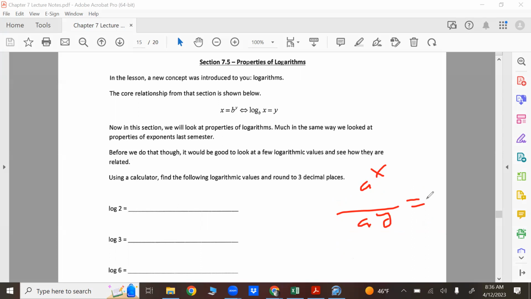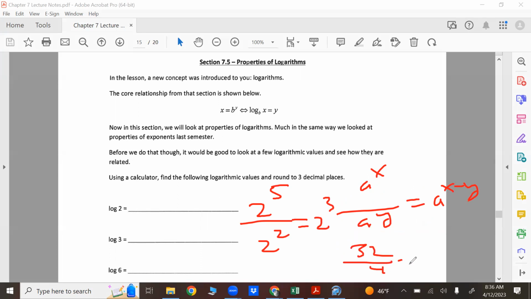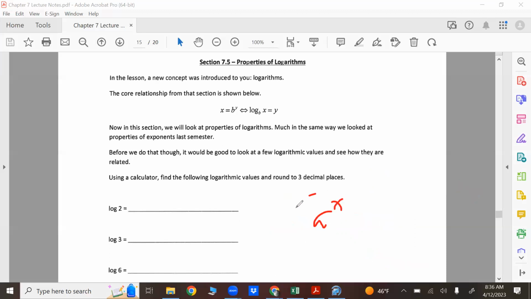You subtract. If you have the same base, you subtract the exponents, right? We know this makes sense. For example, if I have 2 to the 5th power divided by 2 squared, that's 2 cubed. That totally makes sense, because 2 to the 5th power is 32, 2 squared is 4. What's 32 divided by 4? 8. What's 2 cubed? 2, 4, 8, right? So that makes sense.